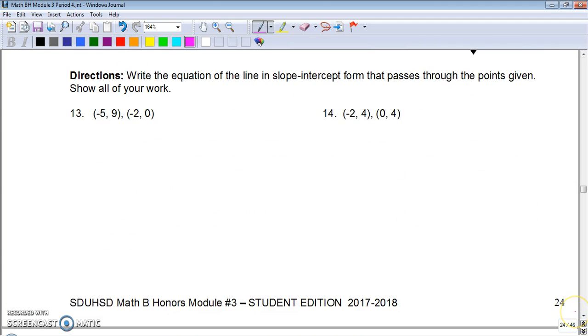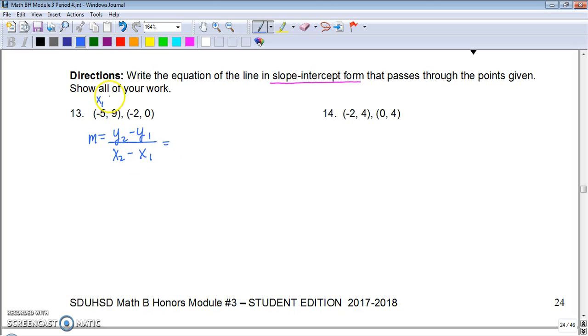Let's go down to number 13. Directions say write the equation of a line in slope-intercept form. Watch out, because they're going to start to ask for standard form. That passes through the given points. So now we do not have the slope like we had on Monday. And so the first thing we need to do is find the slope using our slope formula, because we don't want to have to rely on graphing these.